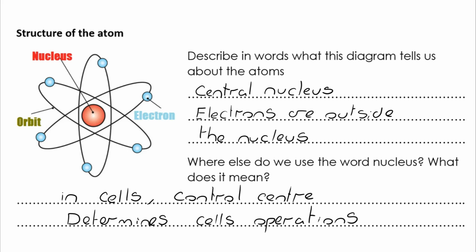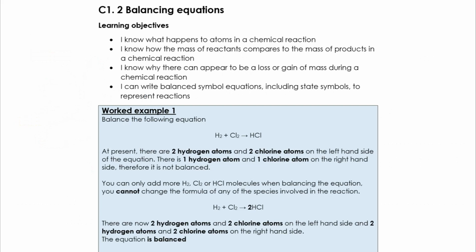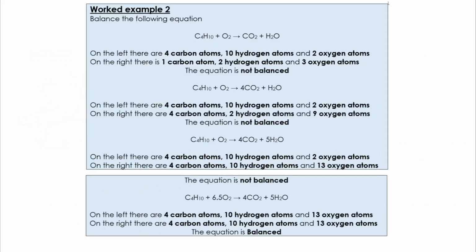We're going to move on now to look at balancing equations, and we've got a worked example here. So H2 plus Cl2 goes to 2HCl. I've got to have the same number of hydrogens and chlorines on both the left and the right. When I balance an equation, I can only add big numbers. I can't change the formula. HCl is always HCl. Hydrogen always exists as an element as H2, just like water is always H2O. Second example here that's slightly more complicated.